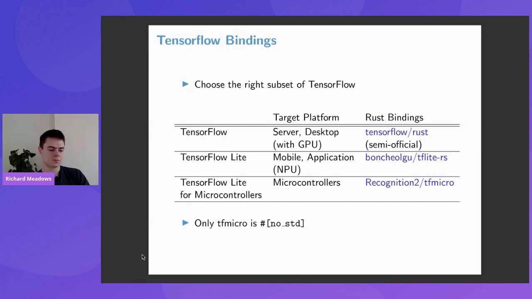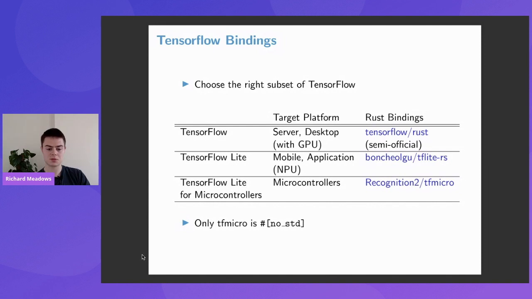For running on microcontrollers particularly, we're looking for a crate that doesn't use the Rust standard library, and only the bottom line on this chart has that property. So this is useful for microcontrollers, and it's also useful for other platforms that traditionally haven't had the standard library, or where it's useful to save the space of not having the standard library in your binary. WASM is a good example of that.